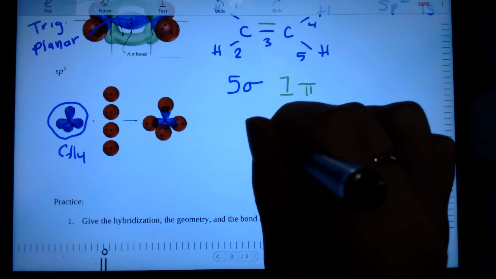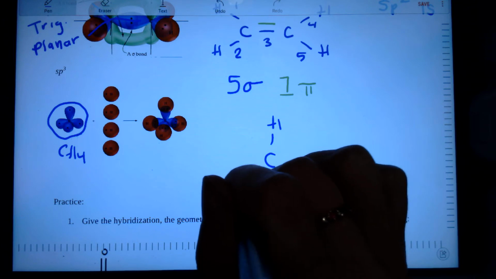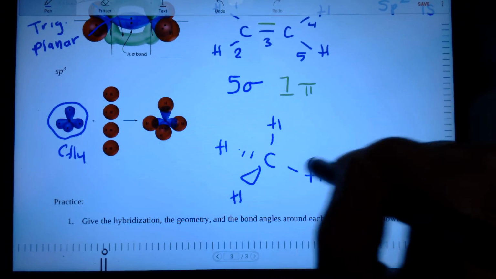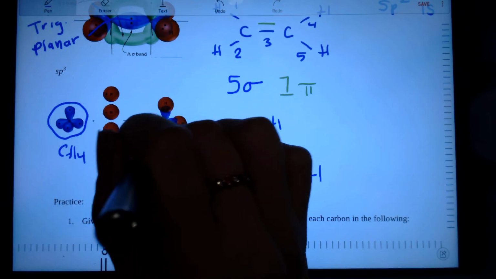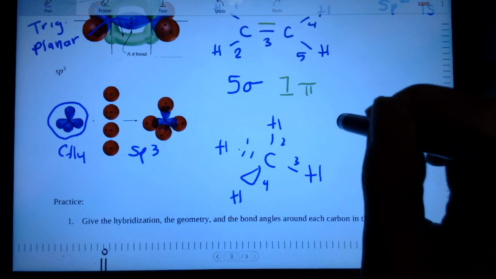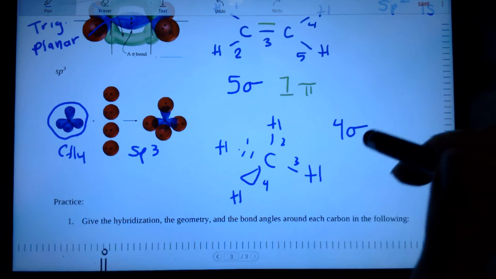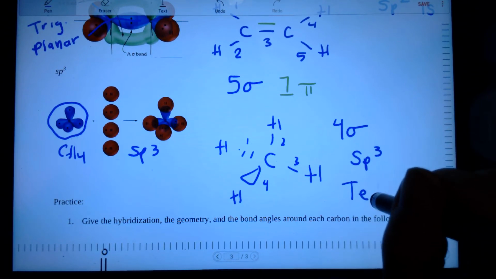So if we were to draw CH4, our nice tetrahedral shape, like this. No double bonds here, complete hybridization. We know this is sp3. These are all sigma, so 1, 2, 3, 4. We have 4 sigma bonds, no pi bonds, and we have the sp3 hybridization, which gives us the tetrahedral shape.